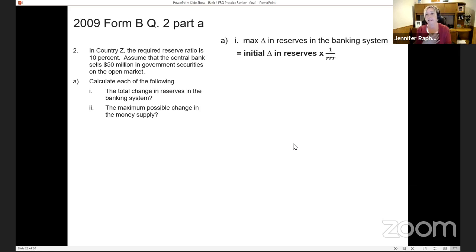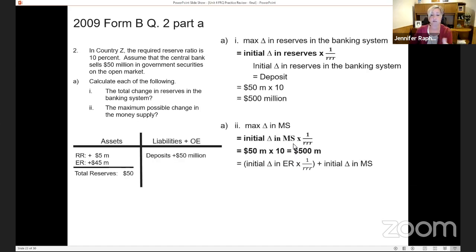And I'm going to skip over all the stuff I had on the slide because it treats it as a purchase, not a sale. So hopefully you were able to follow that. Again, the maximum change in the money supply is equal to the initial change in the money supply times the multiplier. Since the initial change in the money supply was to decrease by 50 million, the maximum change in the money supply is a decrease of 500 million. All right, and we will just skip all of this because it's wrong.